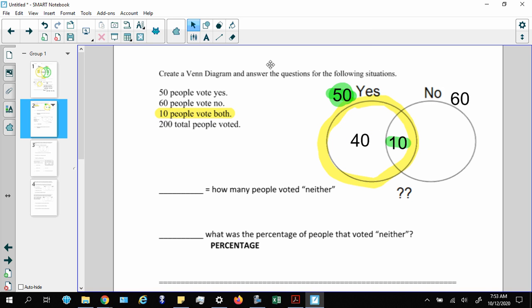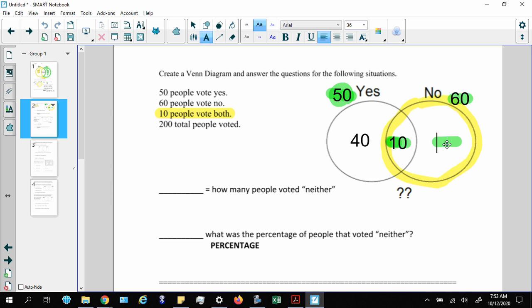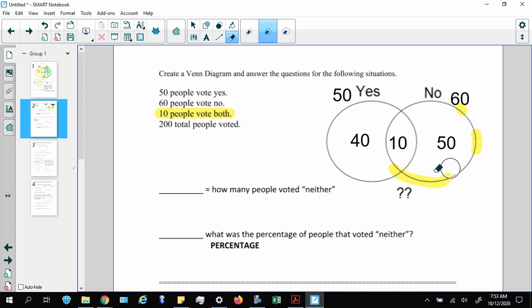Now, same concept for the no circle. The no circle, if you remember, has a total of 60 people in it. We know that 10 of the 60 are in the shared section, but we don't know how many are in the rest. Well, if the whole thing adds up to 60, that's pretty easy at this point, which gives me 50. Now, lastly, let me clean this up a little bit.